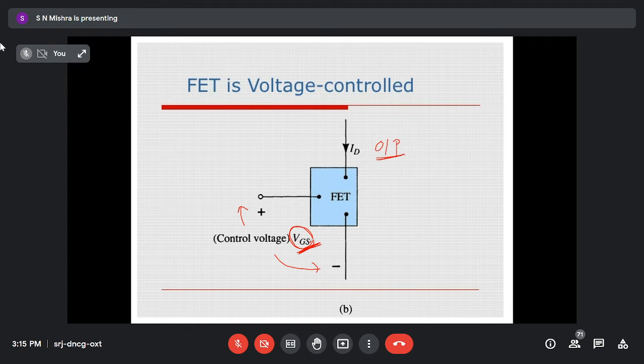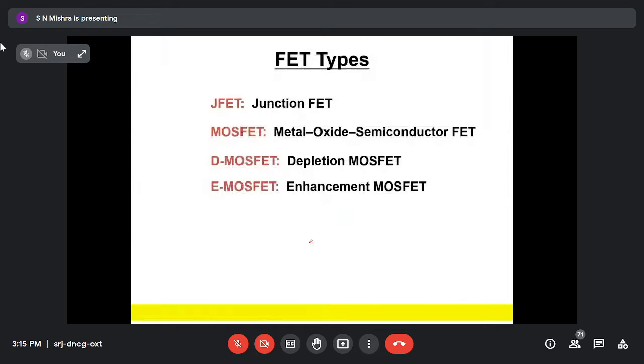Also, this voltage is due to the change in electric field, or we can say the voltage and field are interrelated. So that's why the device is called a field effect transistor. Field means electric field. What is the effect of electric field or potential on output current? That's why these are called field effect transistors. Okay. Is it clear?